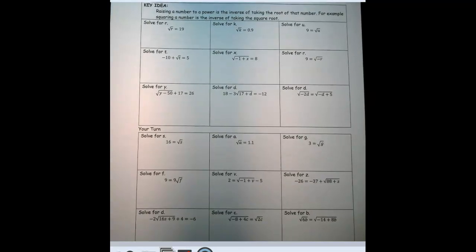All right, now we're going to look at the inverse of what we just did. Before, we were solving equations by taking square roots. What we want to take away from this is that raising a number to a power is the inverse, or opposite, of taking the root of that number. For example, squaring a number is the inverse of taking the square root of that number. I'll show you what I mean by that.